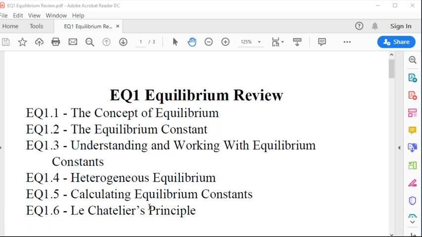So there are basically 6 sections. We had the concept of equilibrium, chemical equilibrium. We looked at that in 1.1. Then we looked at the KEQ or KC, EQ 1.2, the equilibrium constant. 1.3, understanding and working with equilibrium constants. Heterogeneous equilibrium. 1.5, the equilibrium constant, calculating it, and Le Chatelier's principle.